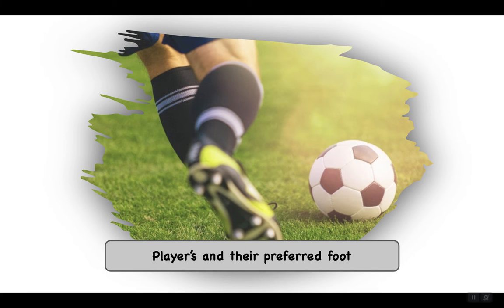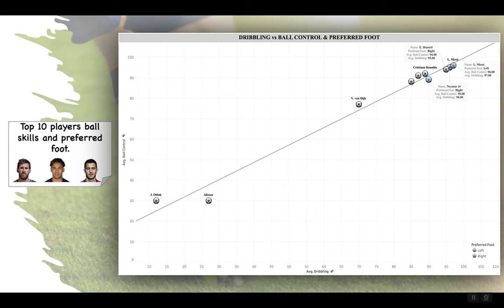Now, after analyzing the players' position, I wanted to see if there is any correlation between players' preferred foot and their ball skills. So for that, I created another scatter plot of dribbling versus ball control. We can see that Messi prefers his left foot and he's at the top of the list with the highest average, followed by Neymar Jr. and E. Hazard. But Neymar and E. Hazard prefer their right foot.